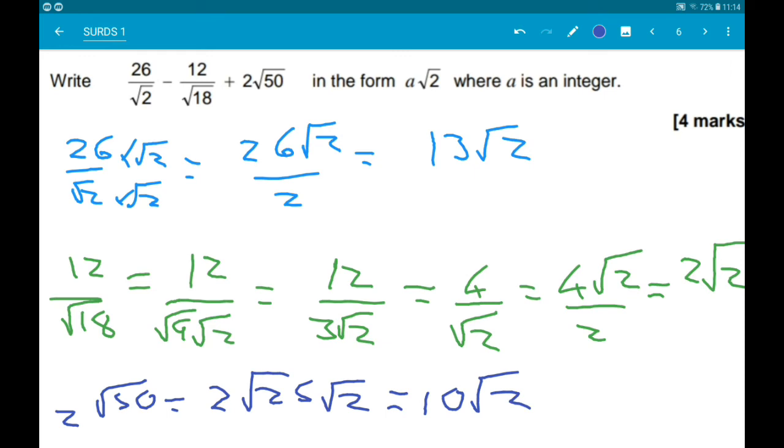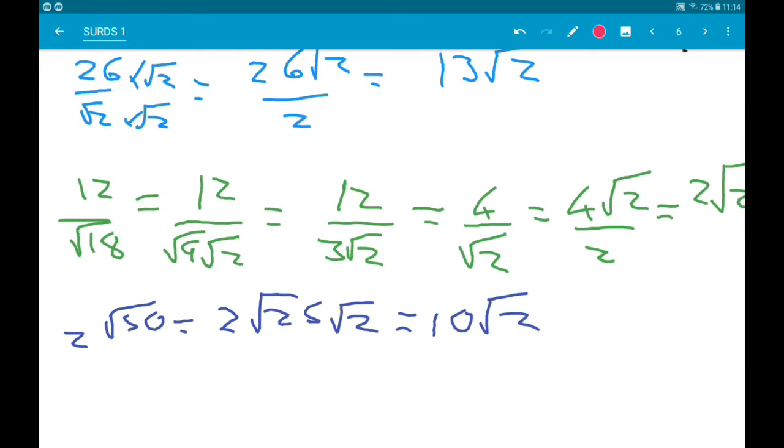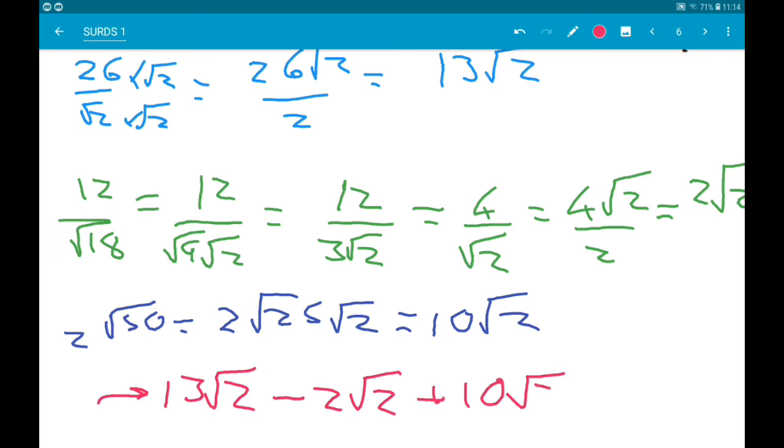So altogether then, we have 13 root 2 minus 2 root 2 add 10 root 2, which altogether is 21 root 2.